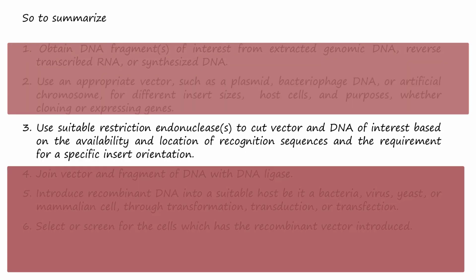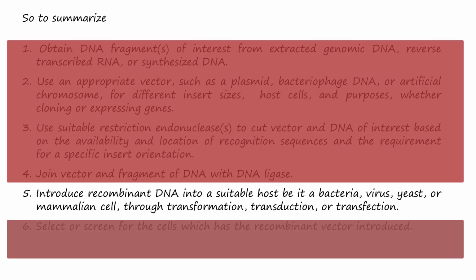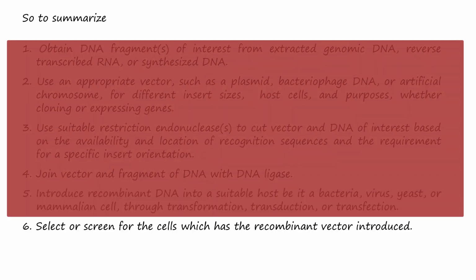Third, using suitable restriction endonucleases to cut vector and DNA of interest, based on the availability and location of recognition sequences and the requirement for a specific insert orientation. Fourth, joining vector and the fragment of DNA with DNA ligase. Fifth, introducing recombinant DNA into a suitable host, be it a bacteria, virus, yeast, or mammalian cell, through transformation, transduction, or transfection. Sixth, selecting or screening for the cells which have the recombinant vector introduced.